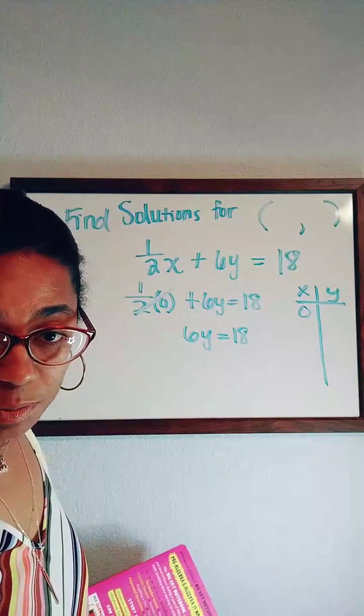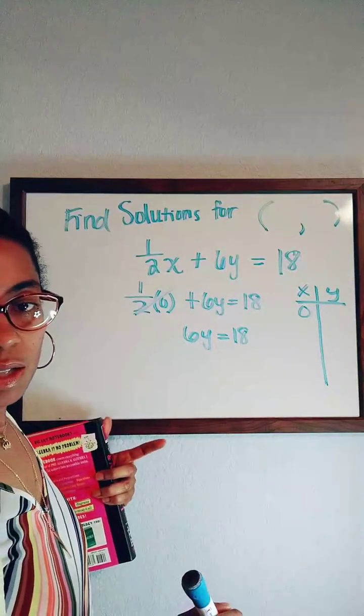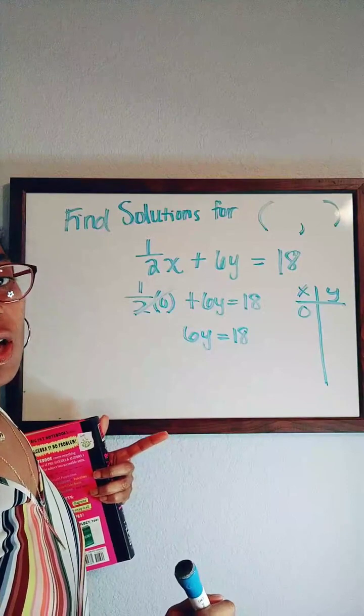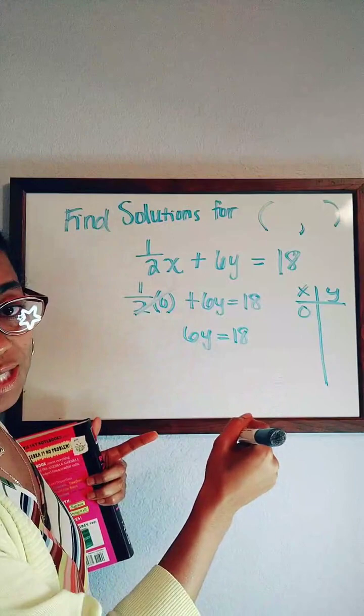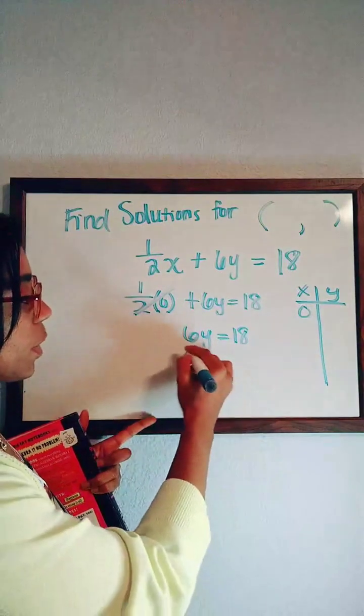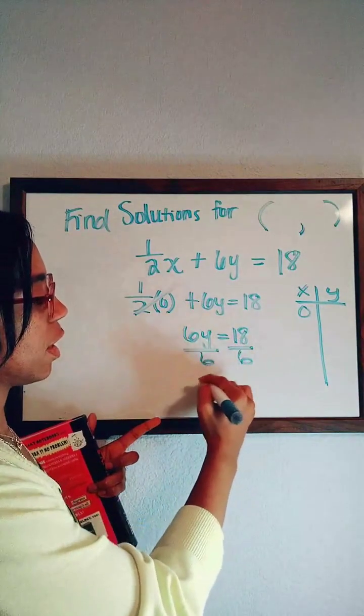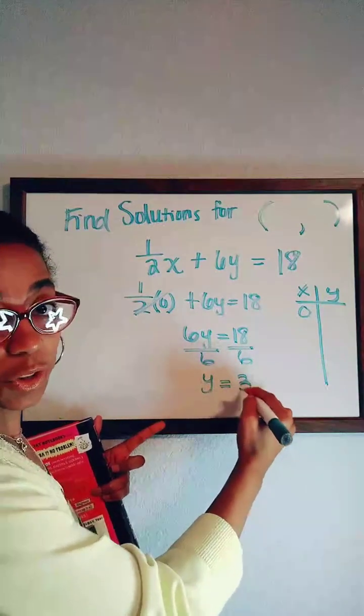Y is 3. You said 36 and 3. Where would my 36 be? Is that for my x coordinate or for my y coordinate? So I'm going to divide both sides by 6. And then y is definitely equal to 3.